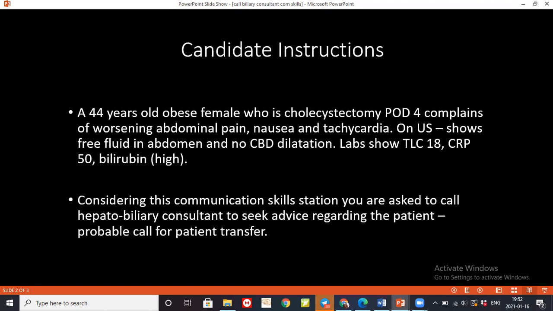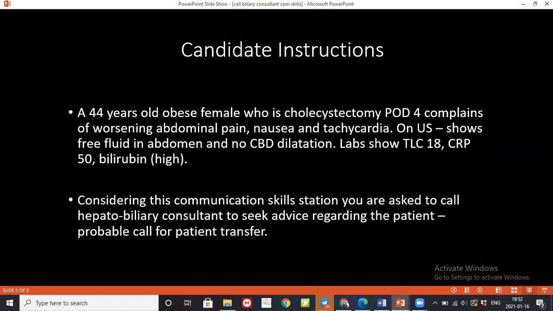If you have read and understood, kindly begin your station. Okay, ma'am. Hello, I am Mohammed Al Ayan, one of the surgical registrars working for Mr. Max in Charity Hospital. I am calling to speak to Mr. Max as a hepatobiliary consult to ask his advice about a patient post-cholecystectomy with abdominal pain, nausea and tachycardia.